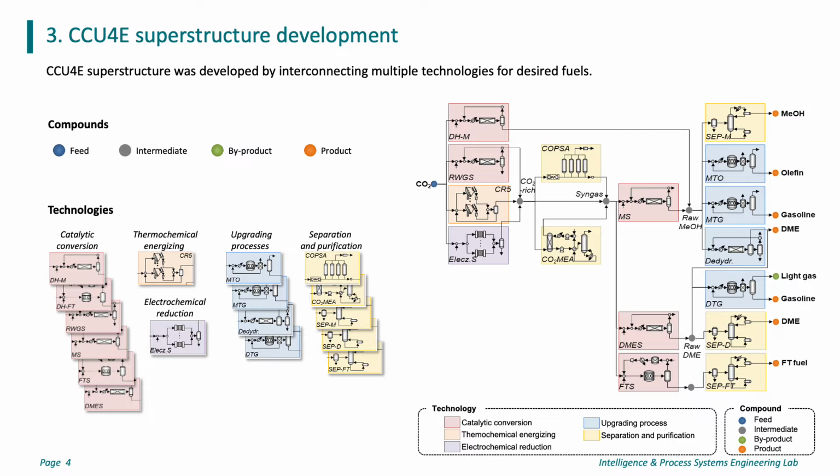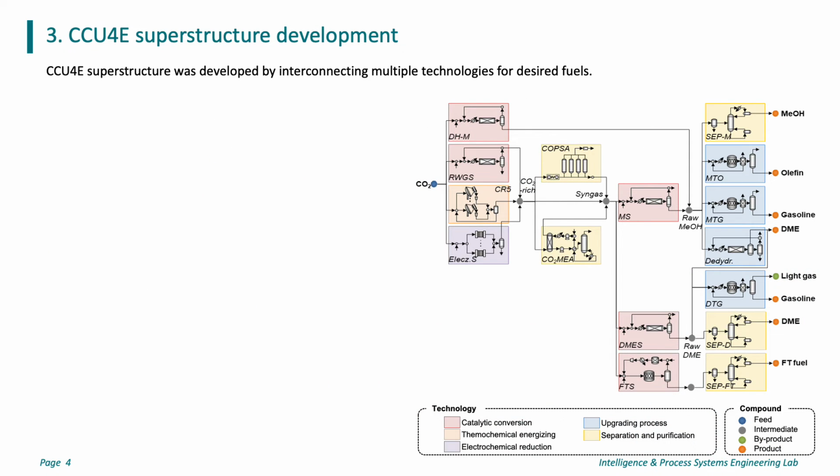CCU4E superstructure was developed by interconnecting multiple technologies for desired fuel. CCU4E involved 4 types of compound and various technologies. The superstructure starts from CO2 utilization technologies, followed by upgrading process, separation and purification for desired fuel. Notably, each technology consists of various equipment for its operation purpose, with reaction kinetics expressions, temperatures, and pressures.